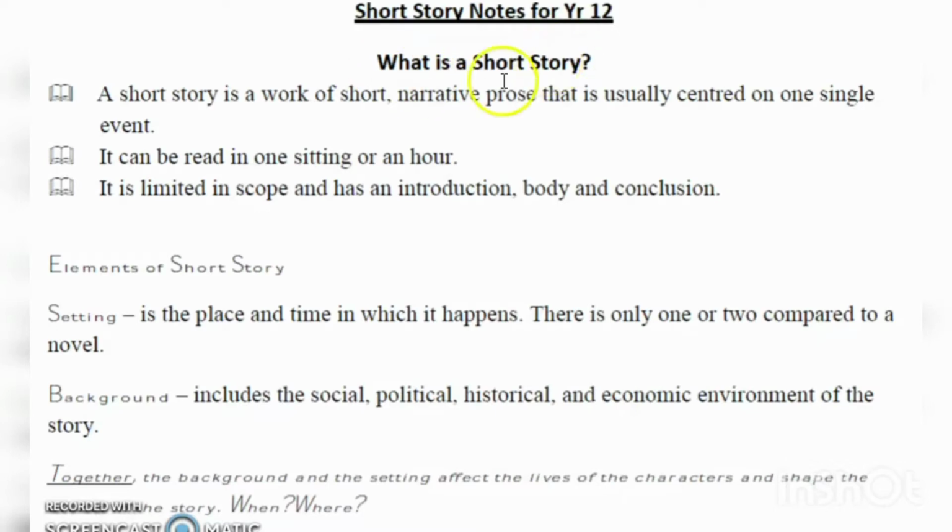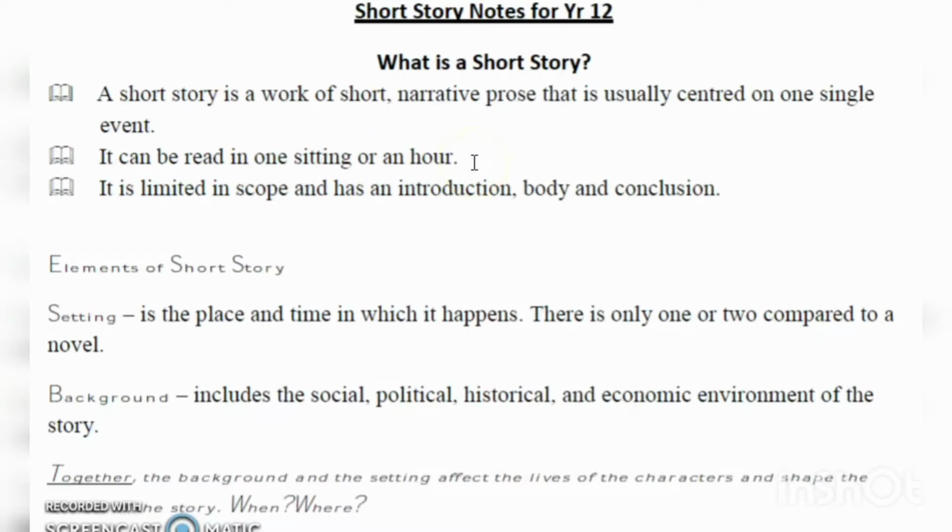First of all, what is a short story? A short story is a work of short, narrative prose that is usually centered on one single event. So we do not have it as long as a novel, or as long as a drama. It is very short, and it is based on one event, not many, but one. It can be read in one sitting or in an hour, so you don't have to take long in reading a short story.